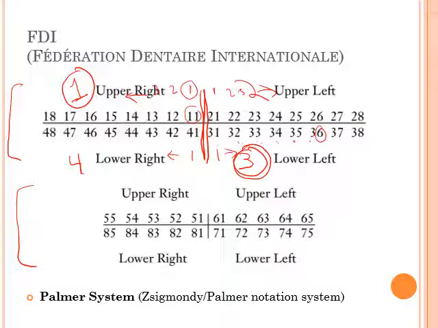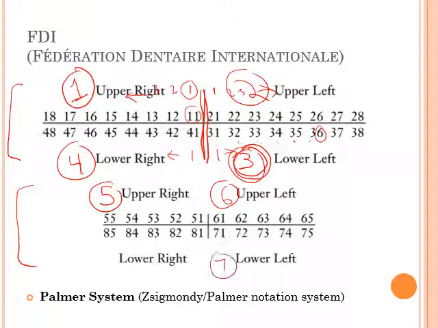Now if we are going to the primary dentition, they continue the main quadrant numbering system and they just carry it down into the primary dentition. So we went from quadrants 1, 2, 3, and 4, and we're going to continue 5, 6, 7, 8, again from the upper right to the upper left, wrapping down to the lower left, and then finishing with the lower right.